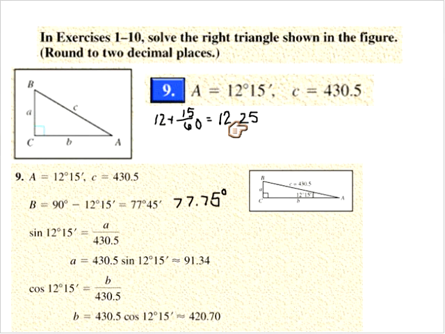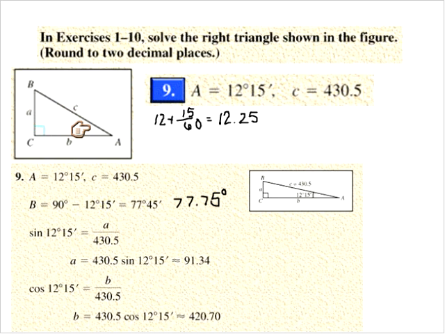What you need to make sure right now is that you are in degree mode in your calculator. If you are not in degree mode, you will not get the correct answers here. Okay, I know that angle A is 12.25, angle C is 90. I can easily find angle B by subtracting those from 180, and I'll get 77.75 degrees because I know there are 180 degrees in a triangle. And the side lengths have a little bit more work to them.